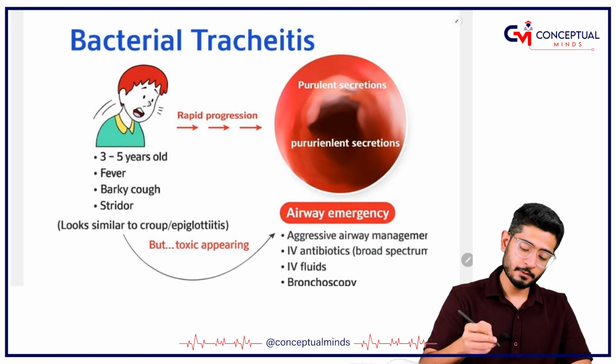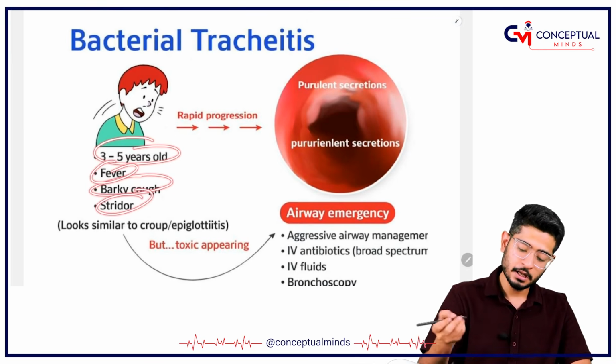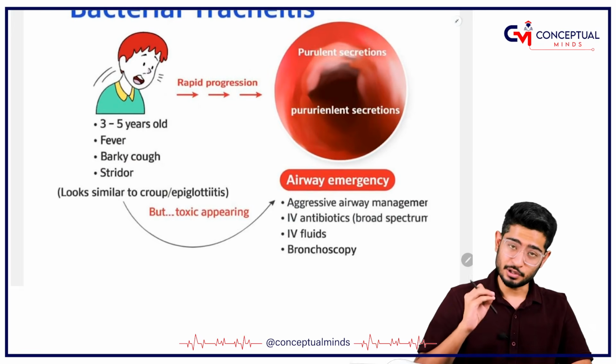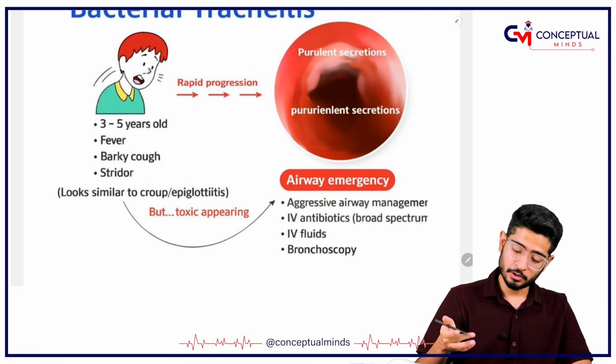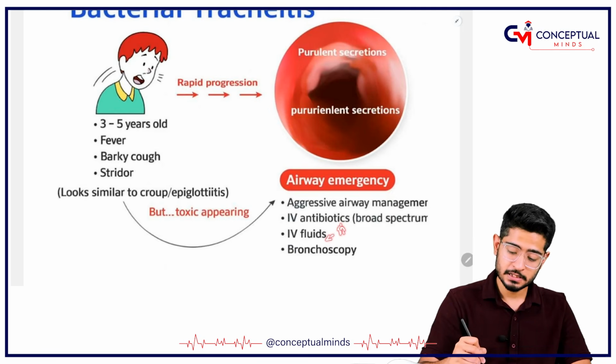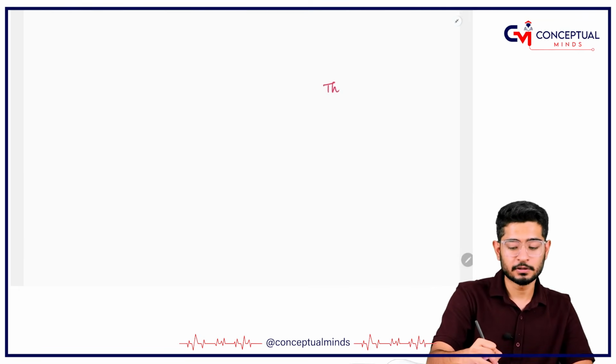So let's just quickly revise. A 3 to 5 year old child, barking cough, fever, stridor, looks similar to croup, looks similar to epiglottitis, but it is not. Okay. So what you will do, it's an airway emergency. So what we have to do? We have to do airway management, give airway from outside, give IV antibiotics, fluids, and do the bronchoscopy. Okay, so this is all about the tracheitis.